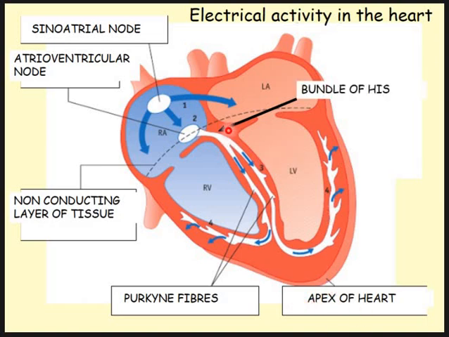And then we've got a little area called the bundle of His, or His, whatever you pronounce it. And it's a little section through that layer of non-conductive tissue that will allow the impulses through. It's the only section where they can pass. So, okay, that's everything labelled up.